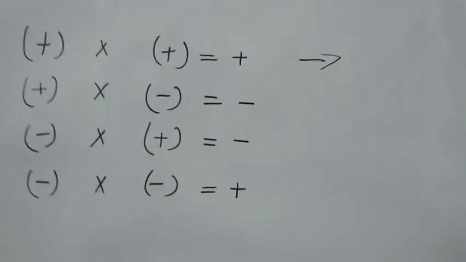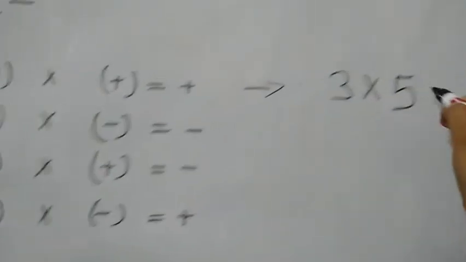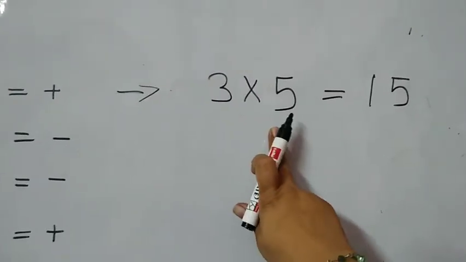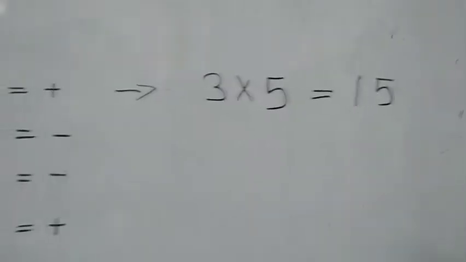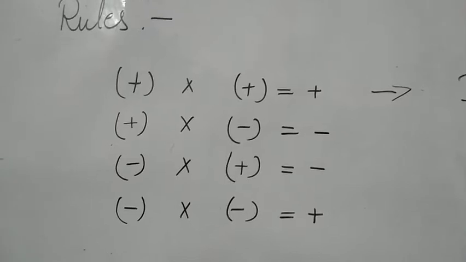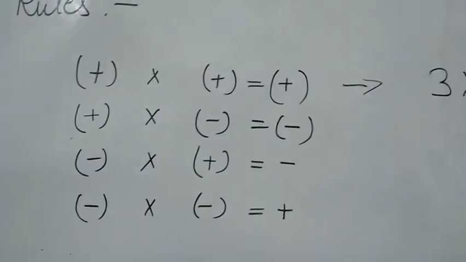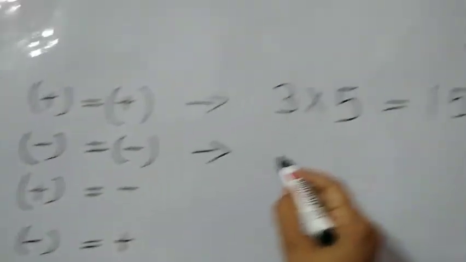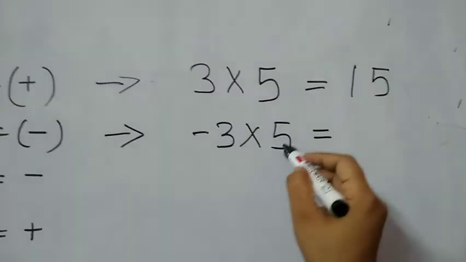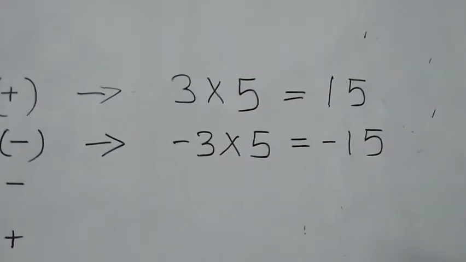If we have 3 into 5, so it is 15. So you can see both the integers are positive and the answer is also positive. The second rule says if one number is positive but the second number is negative, so the result is also a negative integer. Let's check. If it is minus 3 into 5, 5 into 3, 15, because one number is negative, so it is minus 15.